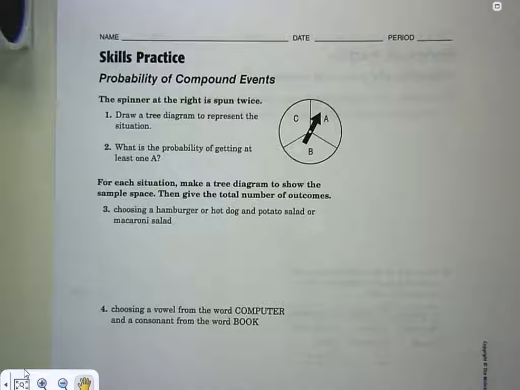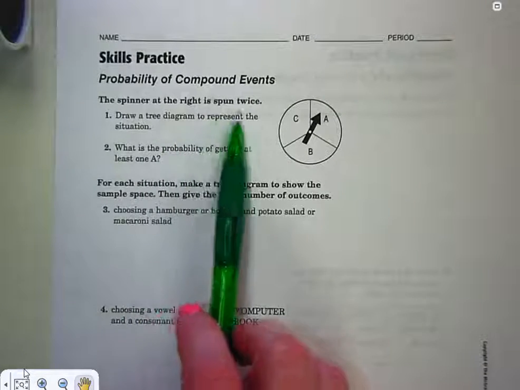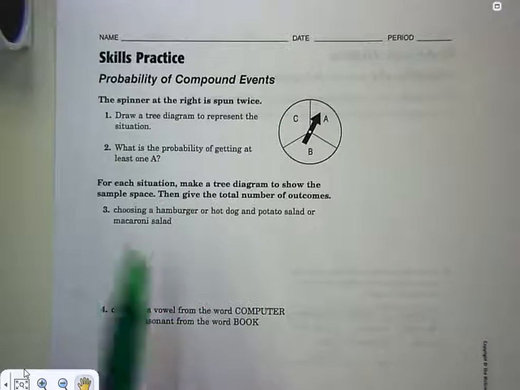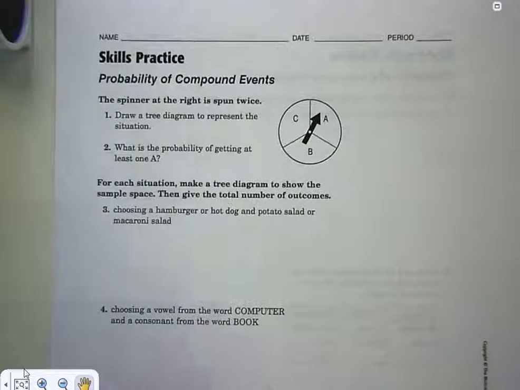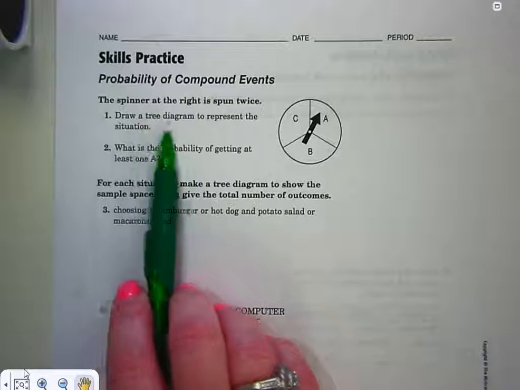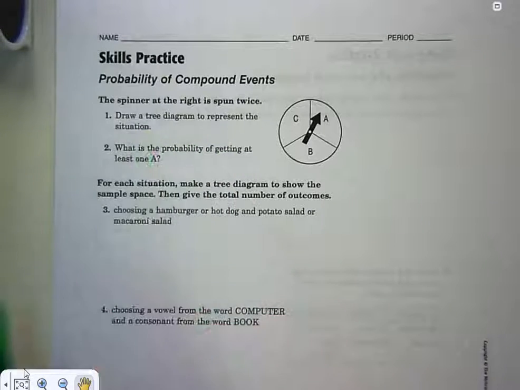All right, let's look at the skills practice on probability of compound events. Compound events means something happens, and then we're going to do something else. So what's the probability of a compound event occurring? The spinner at the right is spun twice. So you're just going to take it and you're going to spin it twice. So draw a tree diagram to represent the situation.